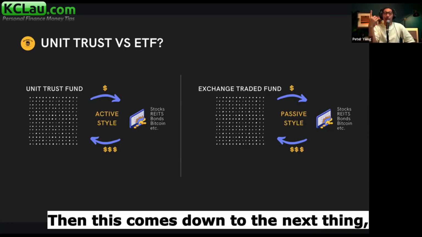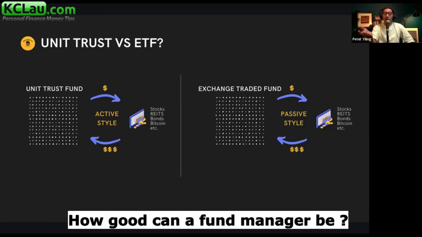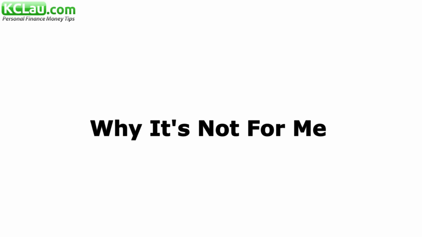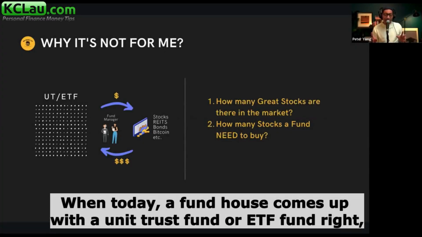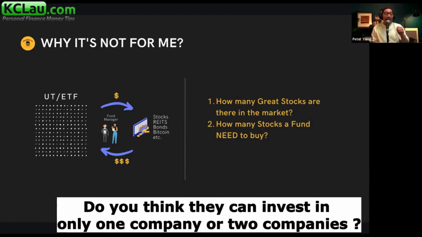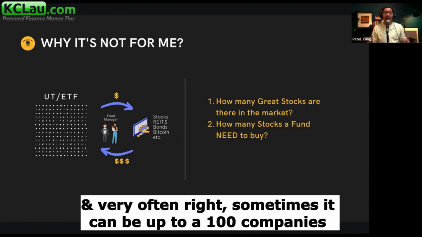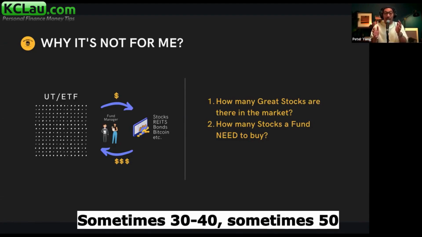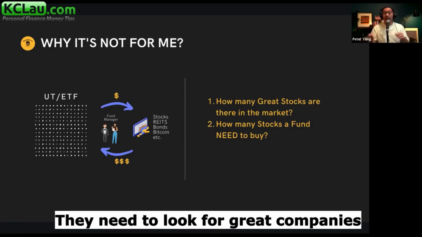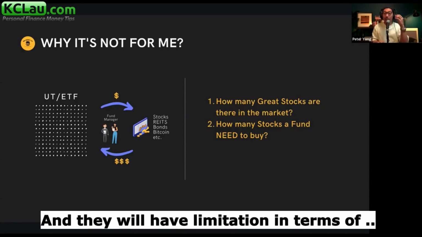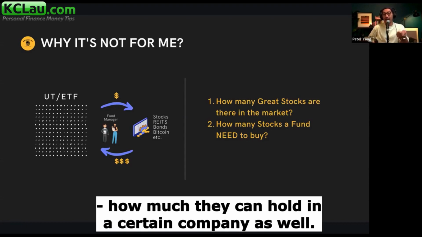Now, this comes down to the next thing. How good can a fund manager be? When today a fund house comes up with a unit trust fund or either an ETF fund, do you think they can only invest in one company or two companies? The answer is cannot. You need to invest in a whole lot of companies. And very often, sometimes it can be up to 100 companies. Sometimes it can be 30, 40. Sometimes it can be 50. Now, the point is that they need to diversify and they need to look for great companies. And they will have limitation in terms of how much they can hold in a certain company as well.